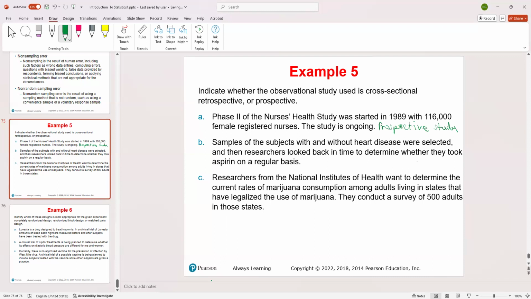So let's see the second one. Samples of subjects with and without heart disease were selected, and then researchers looked back in time to determine whether they took aspirin on a regular basis. Researchers look back, right? What is looking back? Yes, retrospective. Thank you. Retrospective.